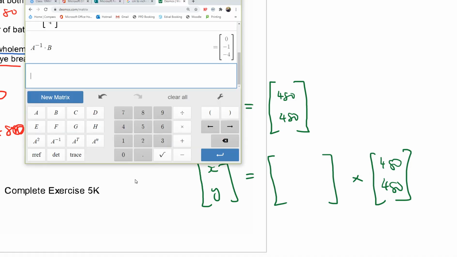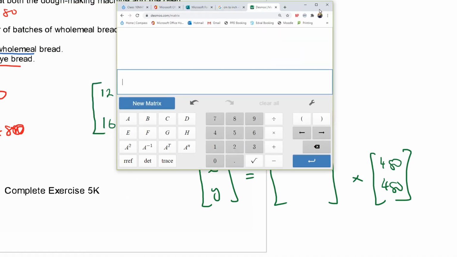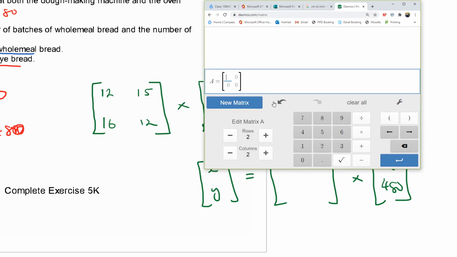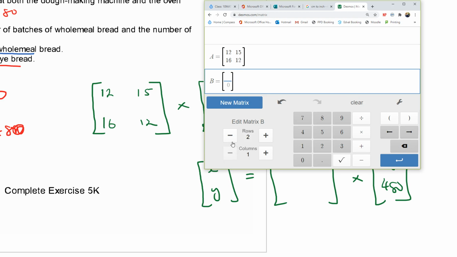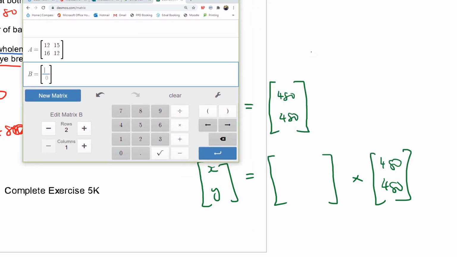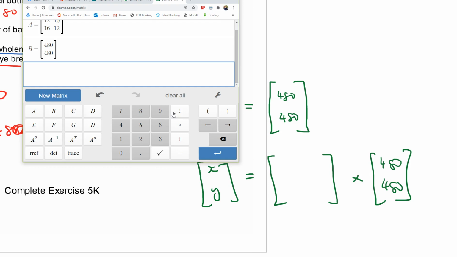Okay, let's just get a calculator out. Let's clear it all. In this case, this is a 2 by 2, so we've got 12, 15, 16, and 12. So there's matrix A, and then we'll make a new matrix, we'll call it matrix B. This is a 2 by 1. You'll notice that the answer matrix is generally just a column matrix, yeah? So 480, 480. Okay, so we're going to inverse the A, yeah? So A inverse equals that.